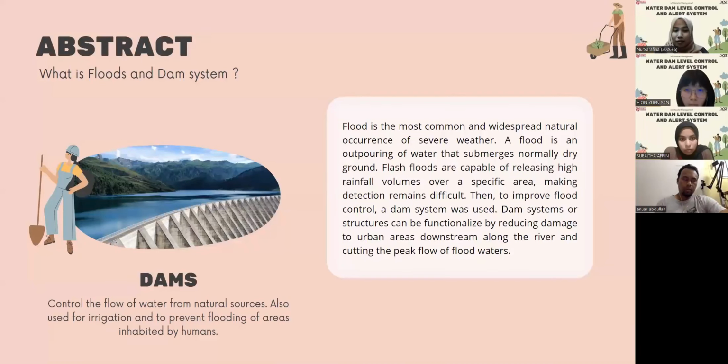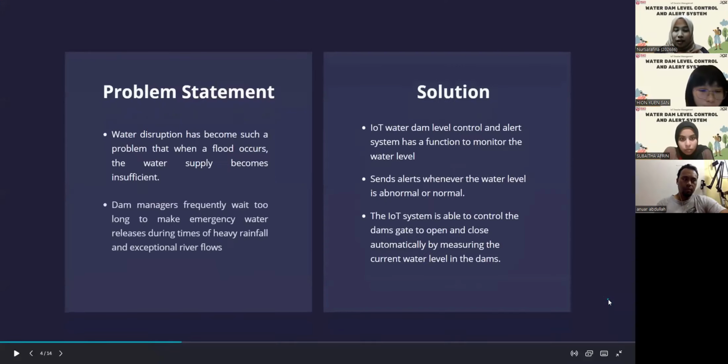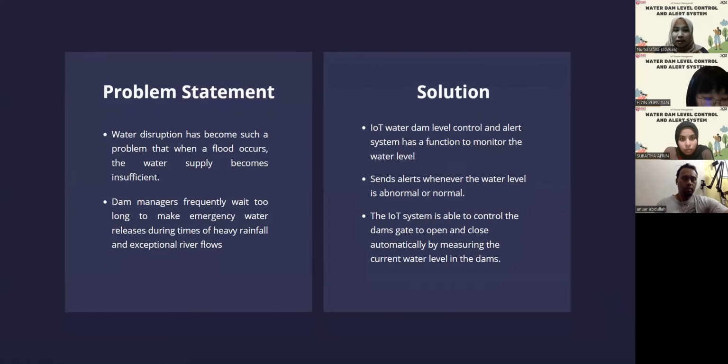areas inhabited by humans. So our problem statement is water disruption has become such a problem that when a flood occurs, the water supply becomes insufficient. The managers also frequently wait too long to make emergency water releases during times of heavy rainfall and exceptional river flow. So our solution is creating an IoT dam, a water dam level control and alert system.